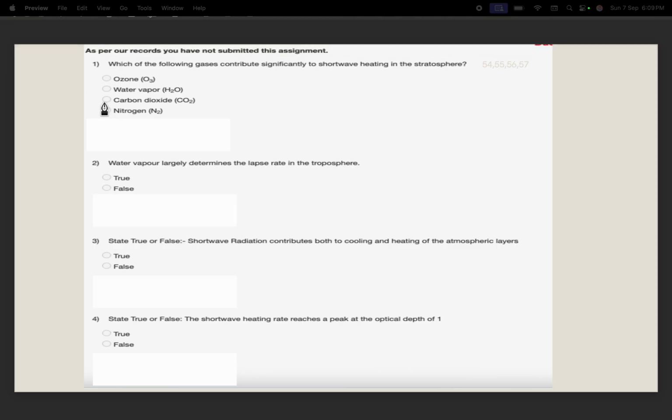So for this question, water vapor determines the lapse rate in the troposphere. This is true. Shortwave heating contributes to both cooling and heating of atmospheric layers. This is false. And question 4 is true.